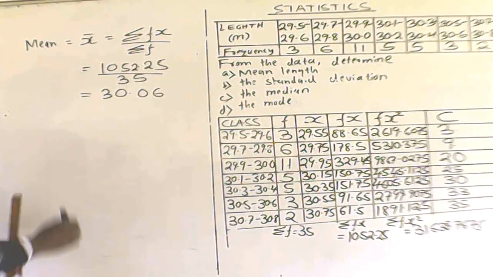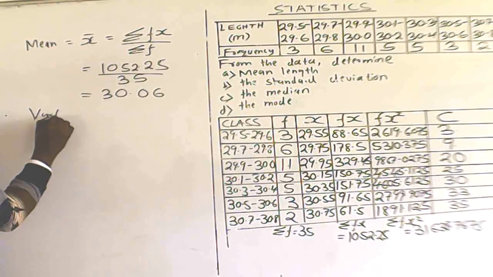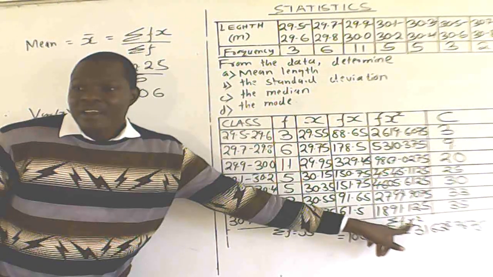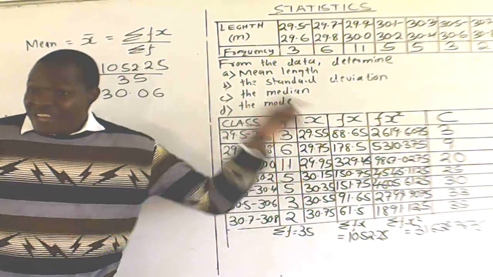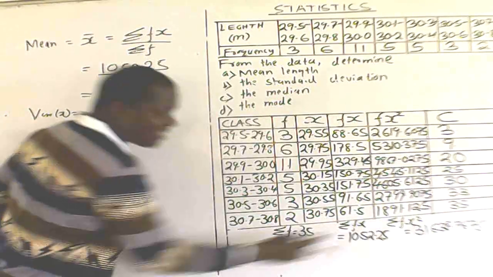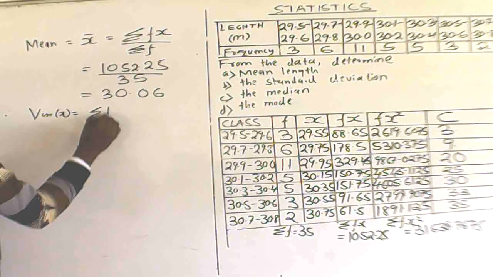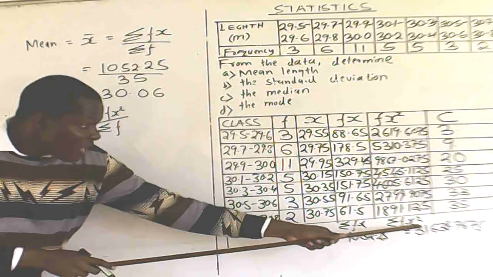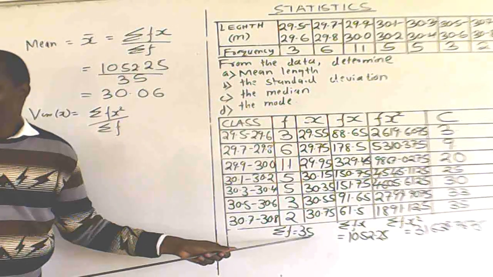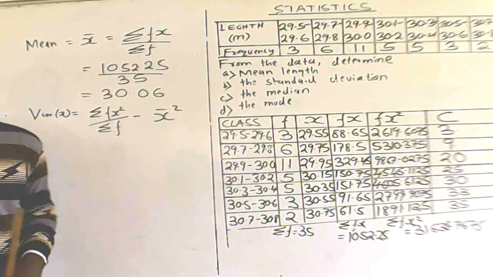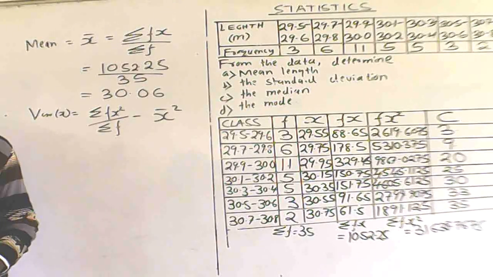So before the standard deviation, you have to get the variance of x. So the variance of x is the mean of x squared minus the mean of x squared. So the mean of x squared is summation fx squared divided by that total number, isn't it? Then it is minus the mean squared. Are you seeing that? Are we together?